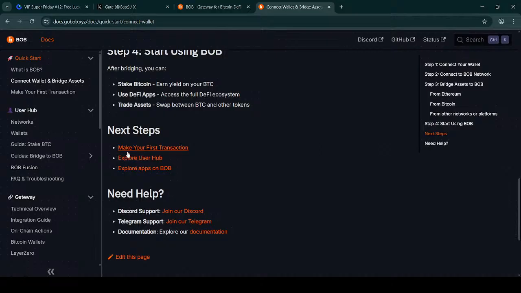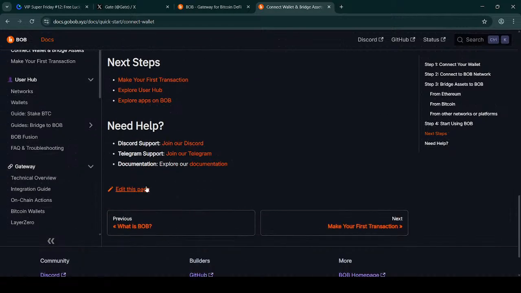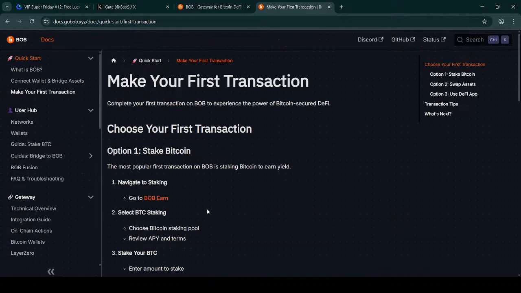Next step: explore the user hub, explore the apps on BOB, and make your first transaction. If you need help, there is Discord support, Telegram support, and documentation. Explore our documentation.